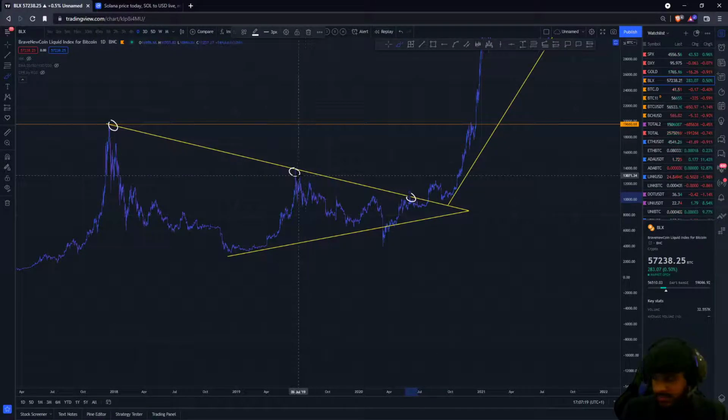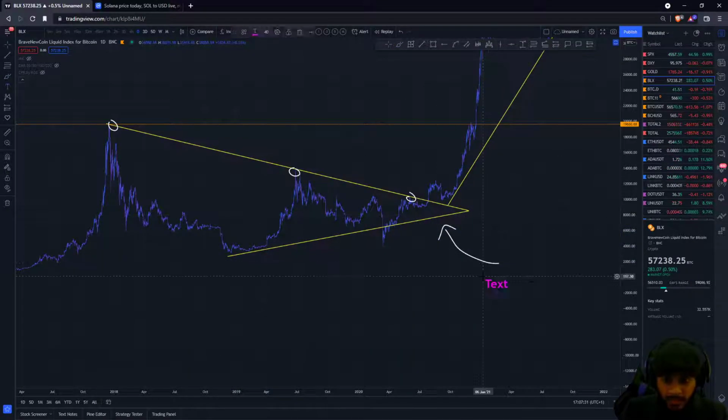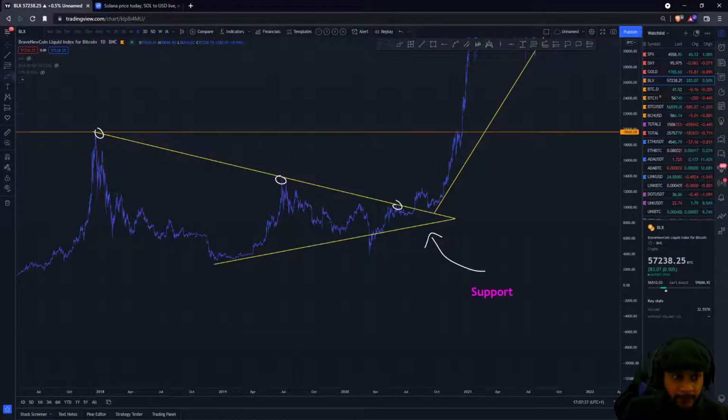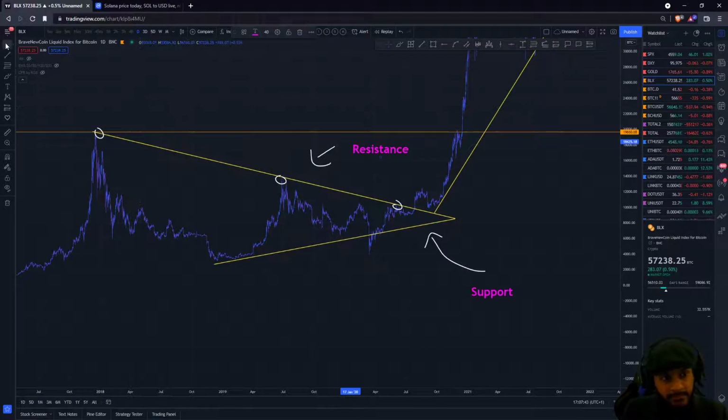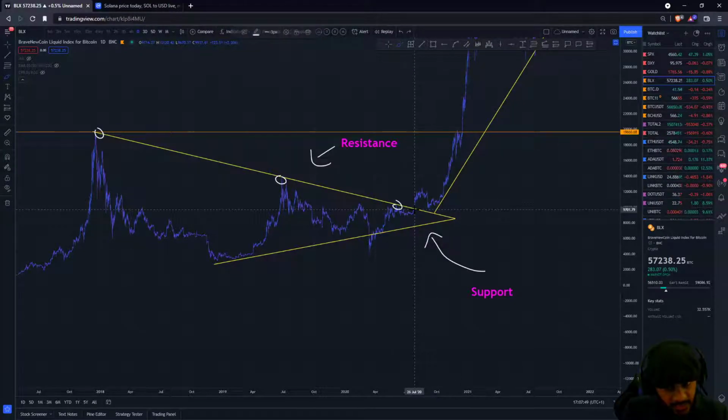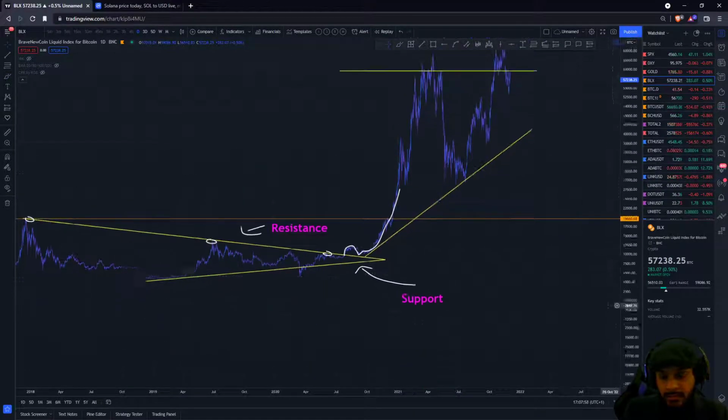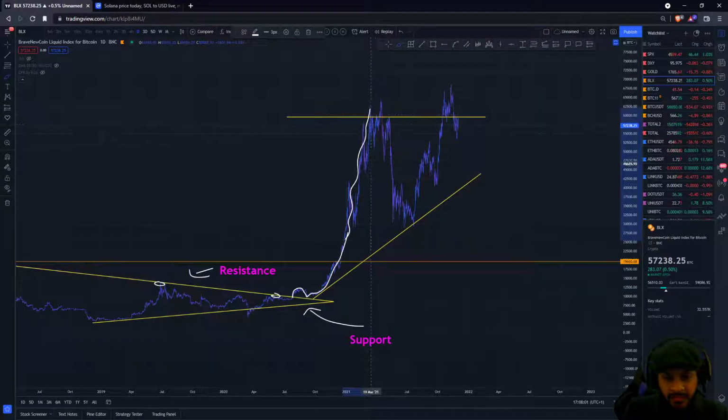So every time Bitcoin touched this support line, resistance line, we saw that the markets were correcting. The price decreased. So this line is called a support, and this line over here is called the resistance. The moment Bitcoin broke this resistance line, look what happens. It broke out of it, retested it as new support, and then it went into a parabolic move. Look, boom, this is what happens.